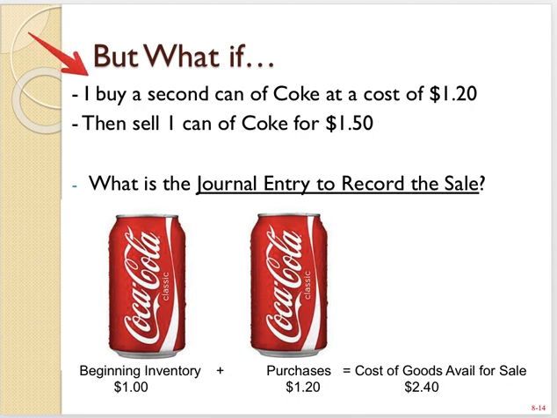Now, what if, instead of just our basic sales entry, we have a situation where we have 2 cans of Coke. One was our beginning inventory, which cost us $1. And then we bought an additional can of Coke that now costs $1.20. Then I go to sell one of these cans of Coke for $1.50. What is the journal entry to record the sale?